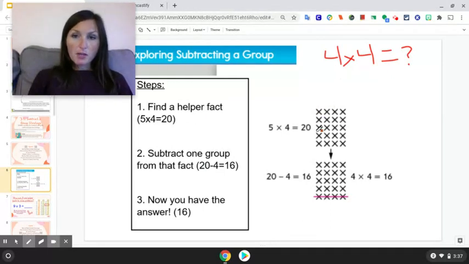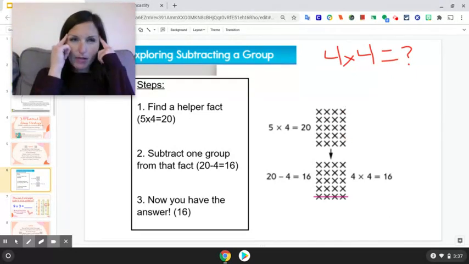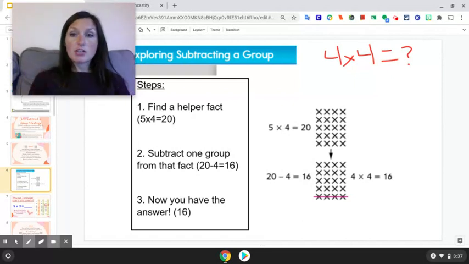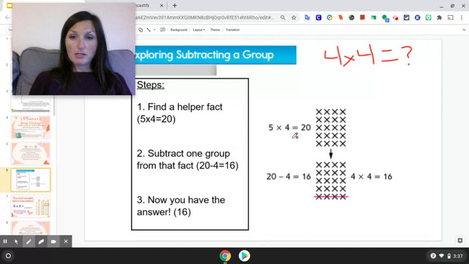First, I make an array of 5 by 4. We're just doing this so we can visualize it. This is actually going to be a strategy that we don't have to draw out, but for today, we're drawing it out just to help our brain understand what we're doing. I do know 5 times 4, so I make that. But then you're going to subtract one of those groups to help me figure out what 4 times 4 is. Since 5 is one more than 4, you're going to get rid of one of those rows here.